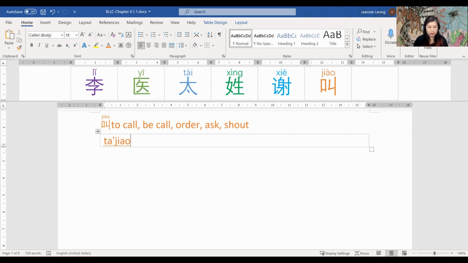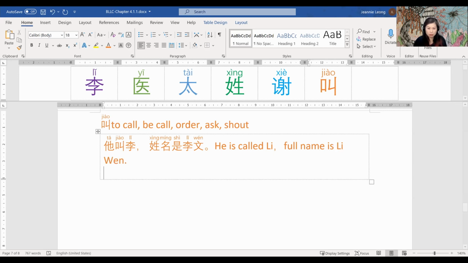So I'm trying to use some of the other words that I learned to make my sentence. So what I wrote was, he is called Li. Full name is Li Wen. 他叫李，姓名是李问. So I'm introducing a friend. He's called Li. Full name is Li Wen.